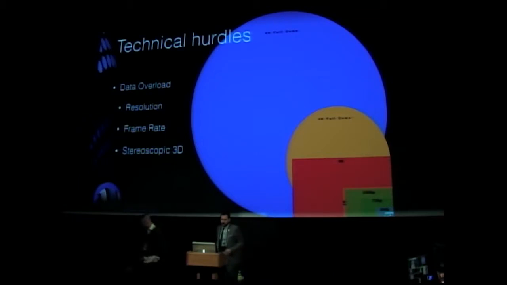So let's talk about technical hurdles. And I'm going to turn it over to Paul to talk about that. Thanks, Brian. So yeah, just going to chat about some of the common technical challenges with Fulldome production. So we're basically in a whole world of pain, but there's just an awful lot of data. It's data overload.